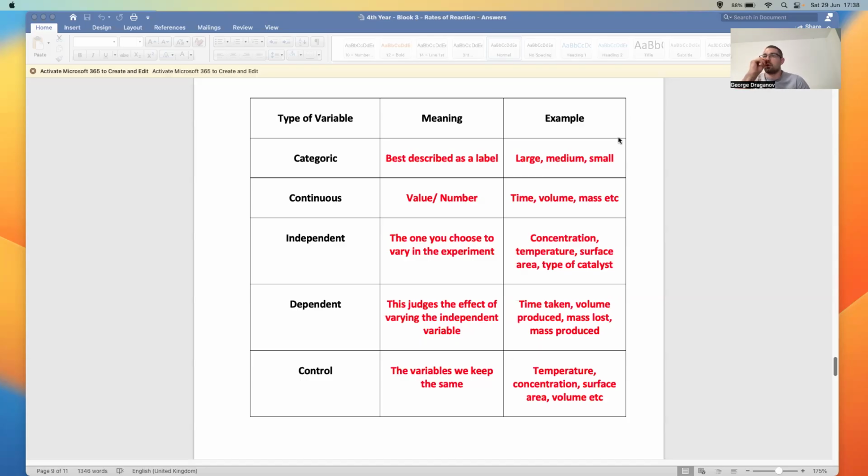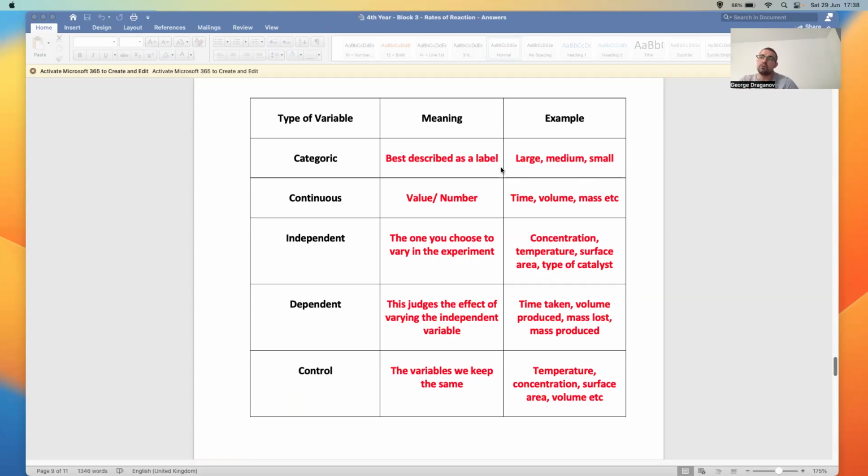Categoric is quite rare. Categoric just means a label, for example, large or medium. Continuous is like a number. For example, continuous results will be volume, time, mass. So unlike, say, hair color, which is brown or black, this is continuous. Now, these three are the most important in chemistry.